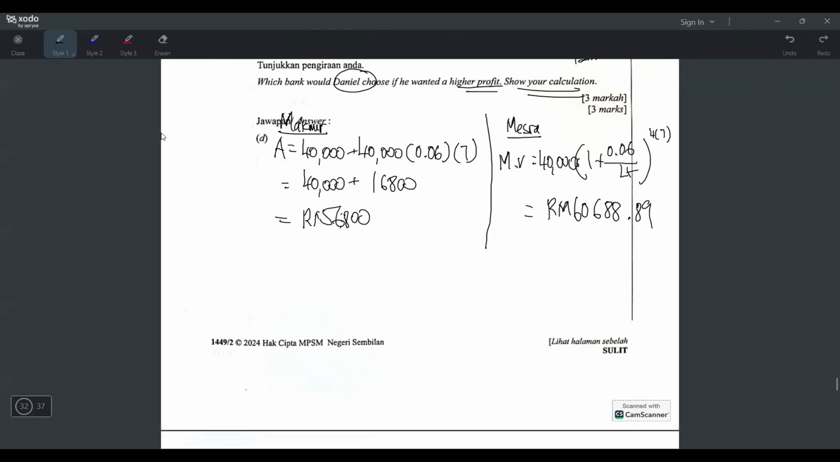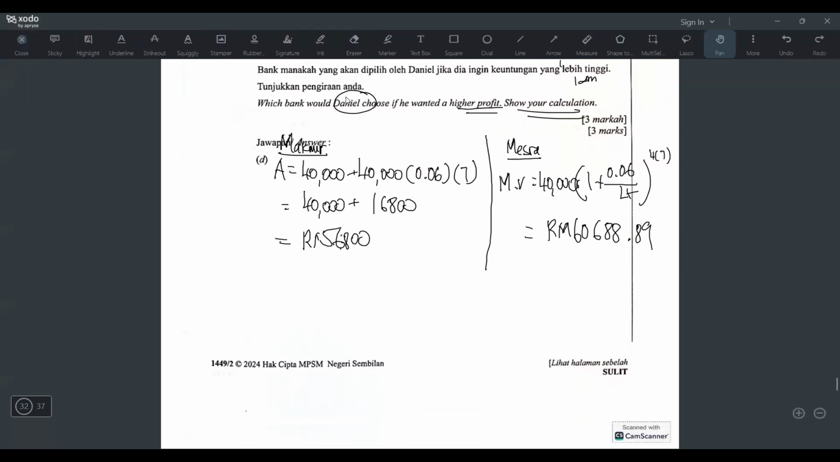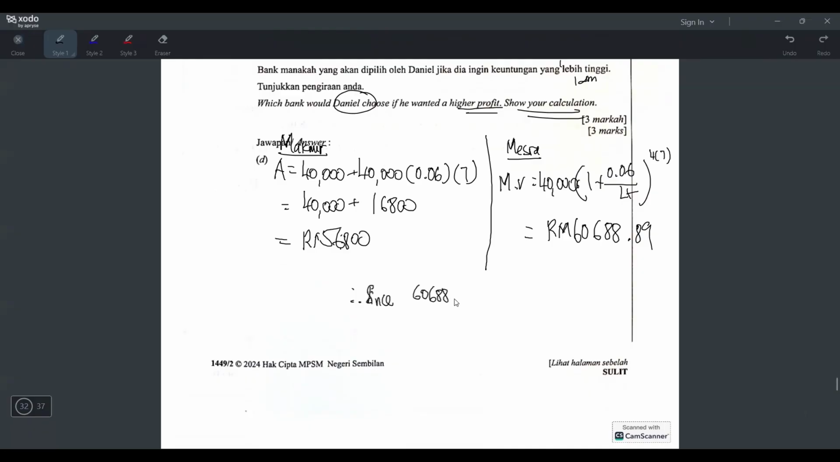Okay, so after I did all this, now we can answer the question. Which bank would Daniel choose if he wanted a higher profit? So obviously Bank Mesra. Since 60688.89 is bigger than 56800, therefore Bank Mesra offers a higher profit. So this is how I will answer this question.